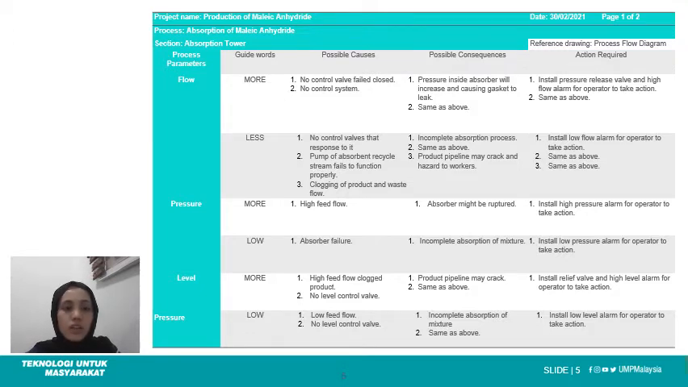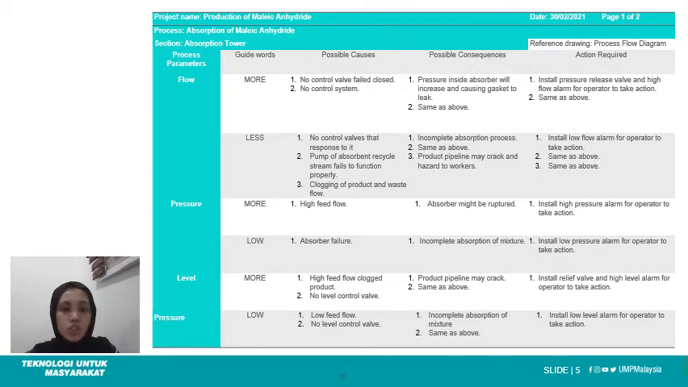Okay, for this part, I will explain what will happen if the flow is less than the required. So, the control valve will not respond to it, and the pump of the absorbent recycle stream fails to function properly, and there is clogging of product and waste flow. There are lots of problems that will happen. So the possible consequence is the production will have an incomplete absorption process. Product pipeline may crack and be a hazard to workers. The action required to avoid this is to install a low flow alarm for the operator to take action.